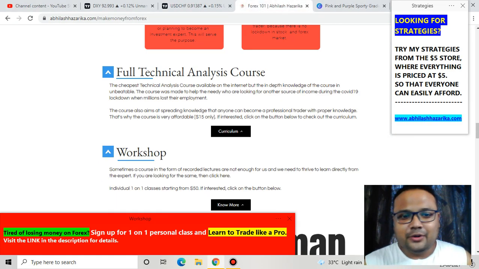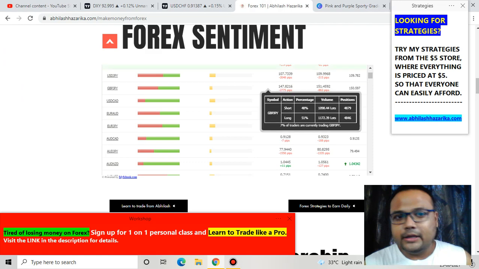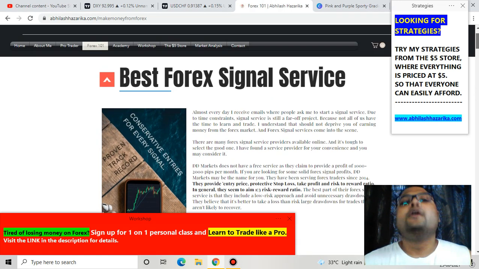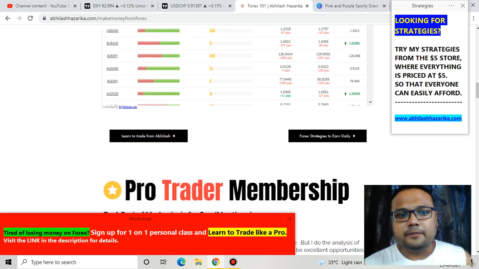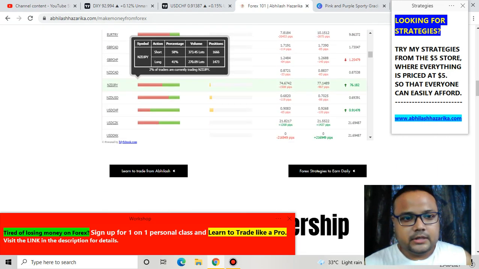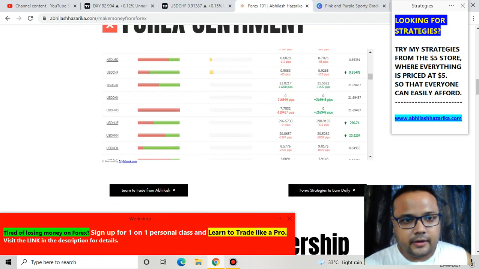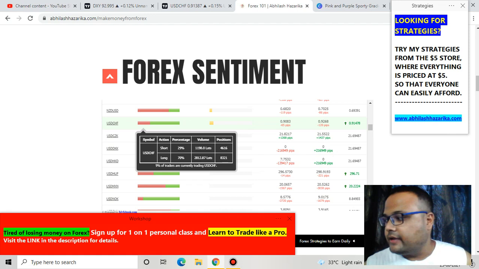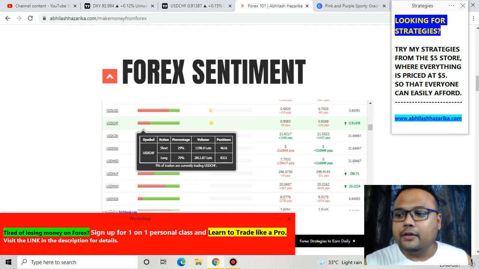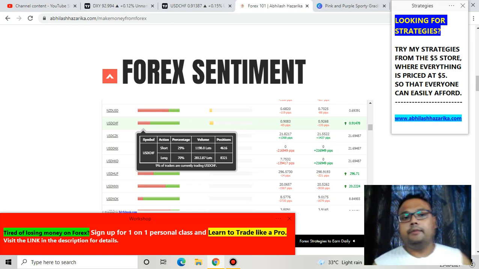Okay, so if we go to the Forex sentiment meter here, this is the Forex sentiment meter, and you will find it on my website avilashhazarika.com under the Forex 101 section. So USD CHF, see, here is USDCHF. You can see that 29% retail traders have taken short position and 70% retail traders have taken long position, which means that 29% retail traders are thinking that market will be going down, whereas 70% retail traders are thinking that market will be going up.